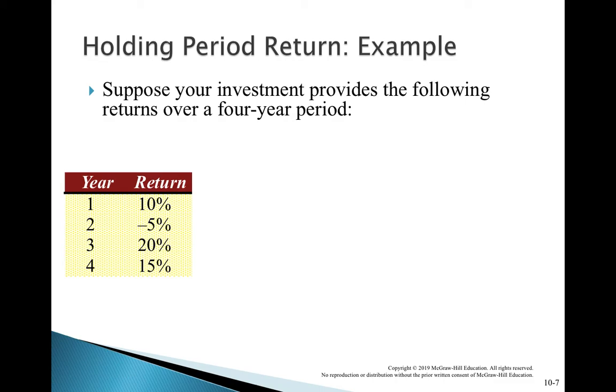Say, for example, your holding period is 4 years. You hold a stock for 4 years, and the stock has given you 10% return in the first year, 5% return in the second year, 20% return in the third year, and 15% return in the fourth year.